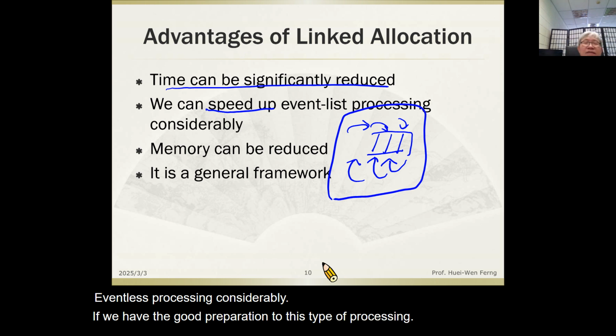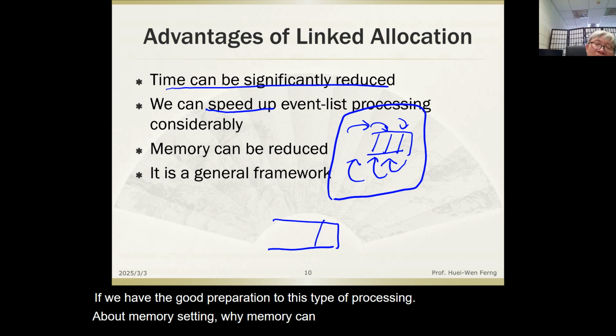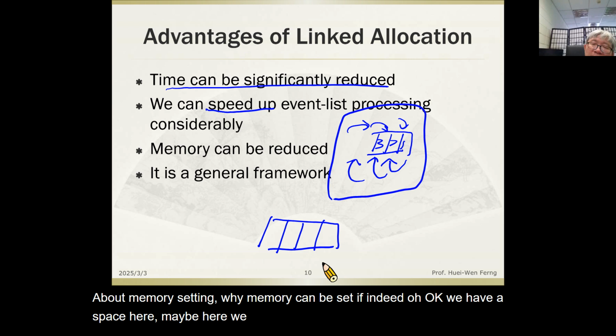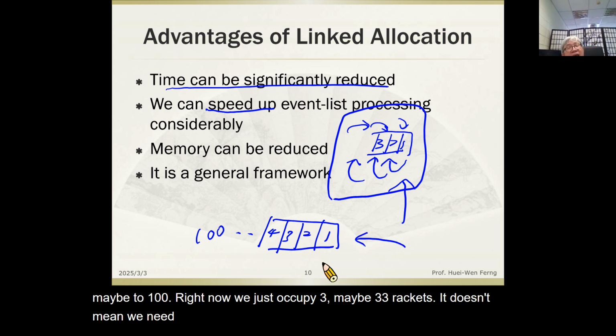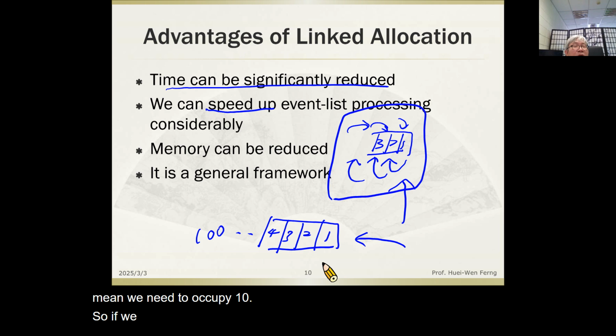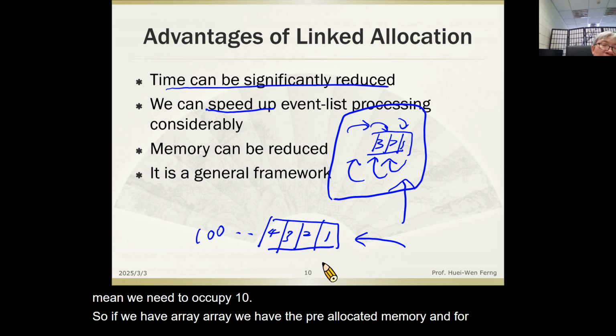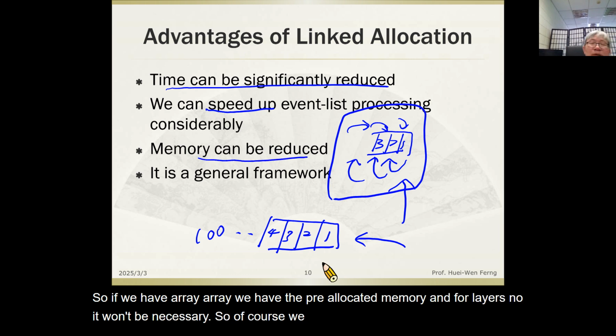And about memory, why can memory be saved? If indeed, oh okay, we have a space here. Maybe here we have 1, 2, 3 only, but 1, 2, 3, 4, for example, up to 10 or maybe to 100. Right now, we just occupy maybe three records. It doesn't mean we need to occupy 10. So if we have an array, we have the pre-allocated memory. And for a linked list, no, it won't be necessary. So of course, we can reduce the memory.